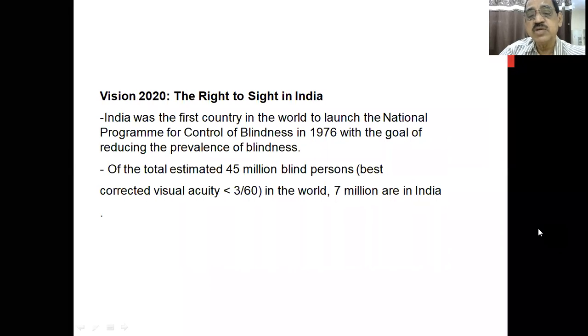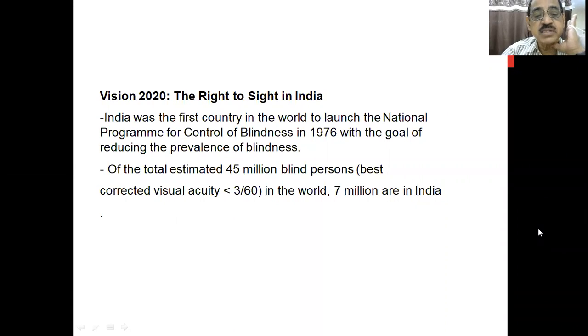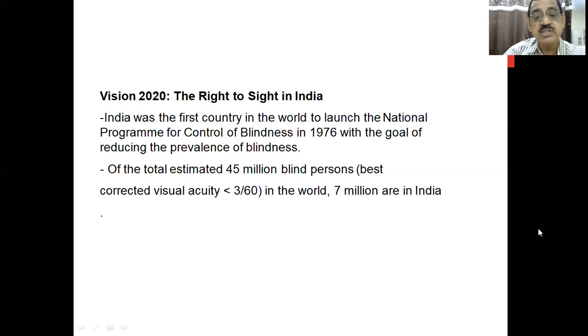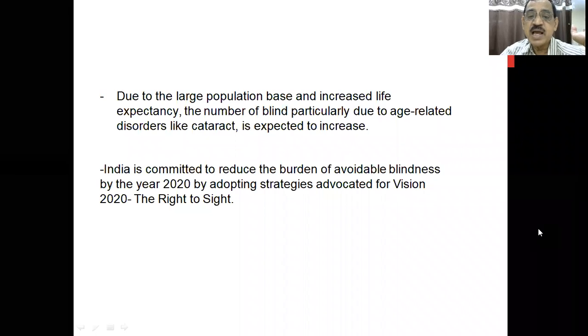The goal is to reduce the prevalence of blindness. Of the total estimated 45 million blind persons all over the world, that is best visual acuity less than 3/60, 7 million live in India. This is due to the large population base and also increased life expectancy of individuals. When we were children, life expectancy used to be around 45 to 50 years. Now I think it has gone up to 68 years or so.